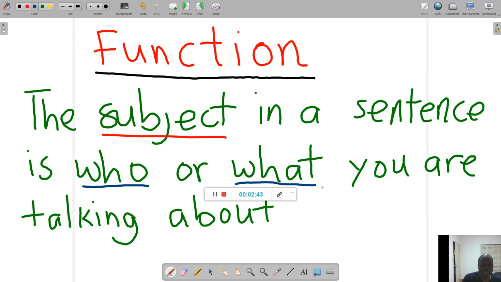So when we're talking about a subject, we are saying that the subject in a sentence is who or what you are talking about. What you are talking about or who you are talking about is referred to as the subject. Very, very important. If I talk about computer, the computer is good. It means the computer is the subject. What kind of computer? The computer. So the computer becomes the subject. Let's move on.